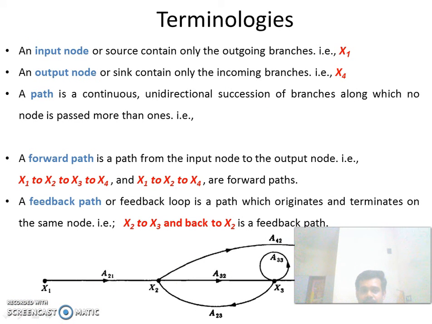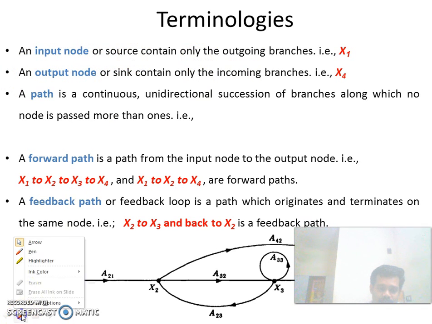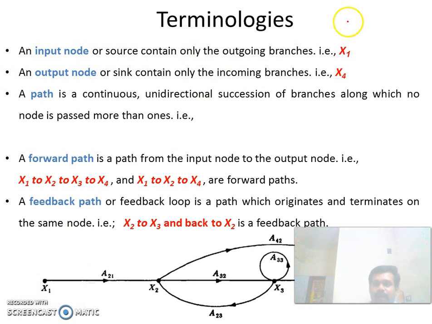Now we are going to see a very important thing. Important terminology. First one, input node or source node. A source node or input node contains only outgoing branches. So here the x1 is only having outgoing, it is not getting any incoming. So it is called source node or input node, if it is having only outgoing branches.